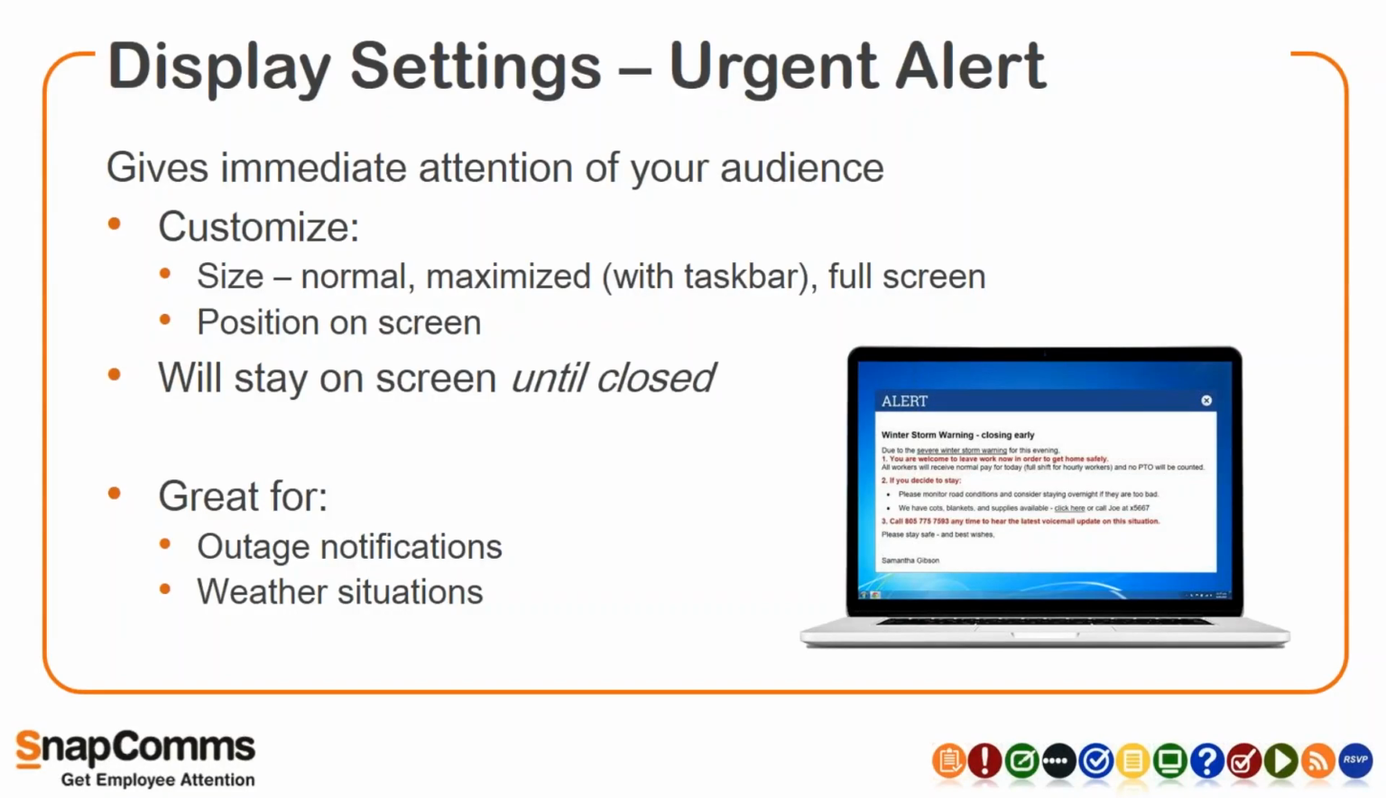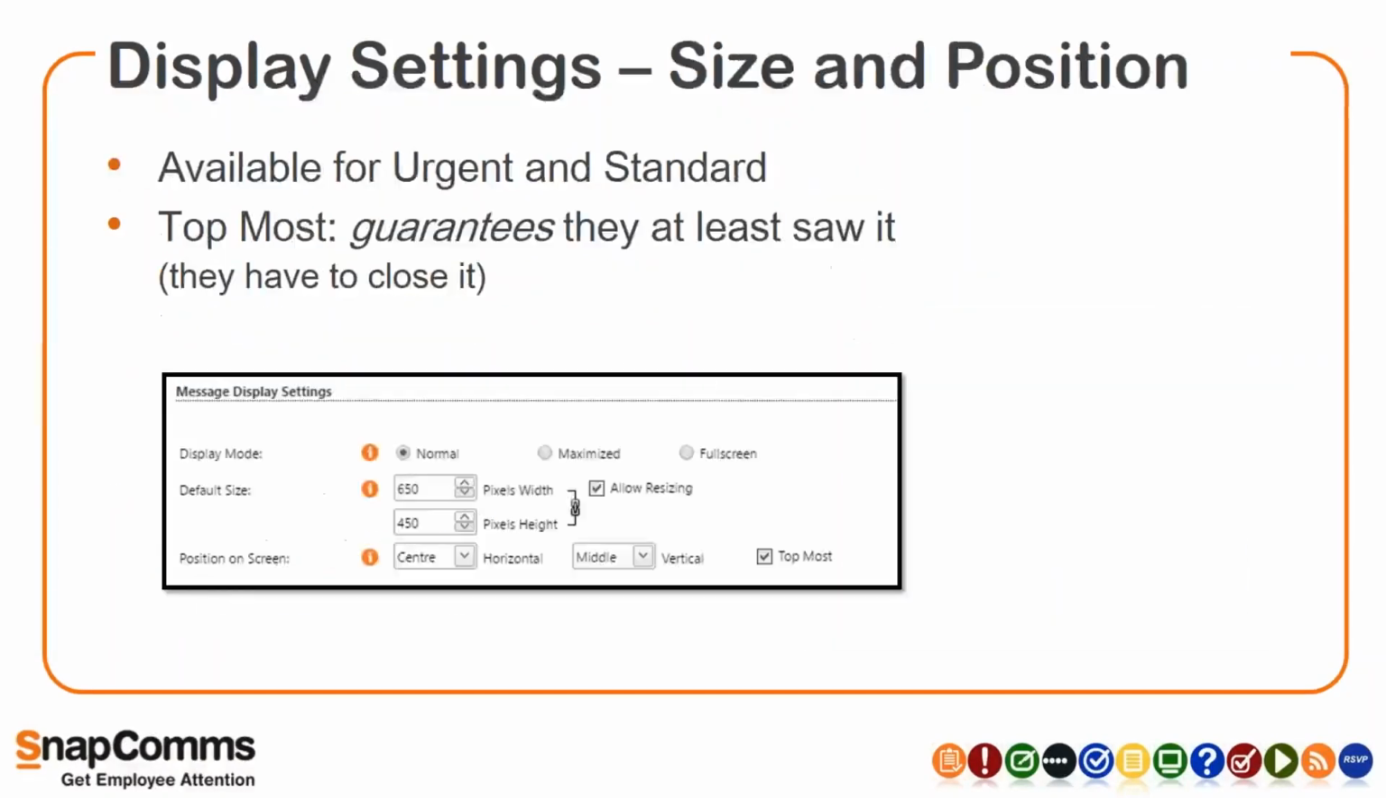That this cuts through to full screen, stays on until they close it, and I would say for urgent, a lot of the use cases we see are outage notifications where it's really important that people know there's a problem with some sort of system or software, and weather as well, where we've got a huge storm coming, you can leave work early or something like that. Out here it would probably be earthquakes, but I see it more in the Midwest and the East Coast in the U.S. for storm warnings.